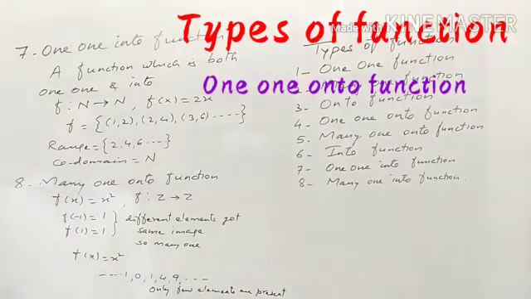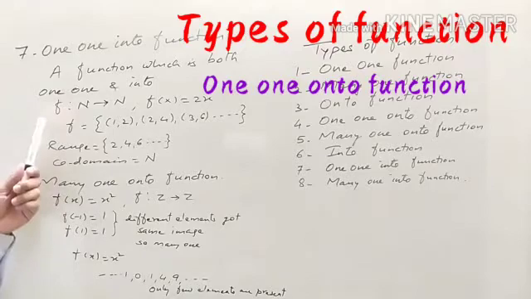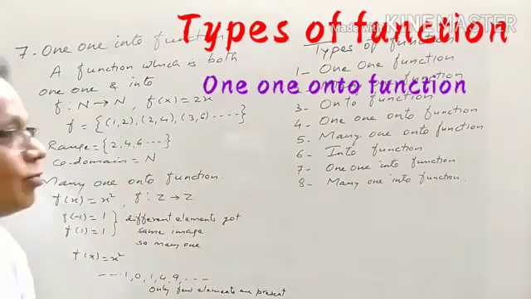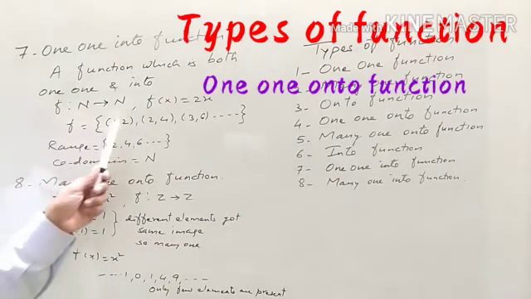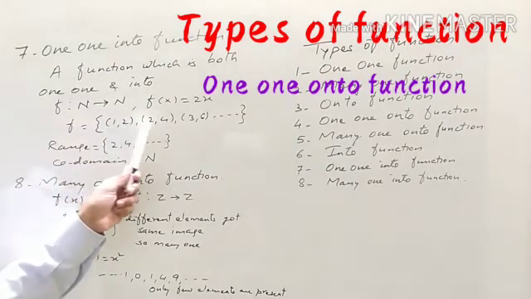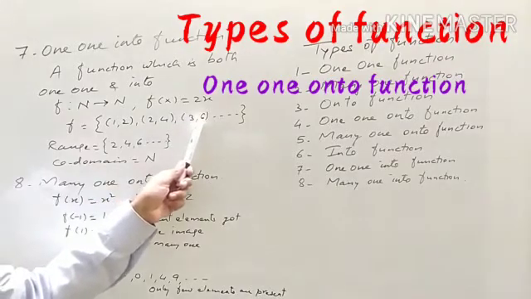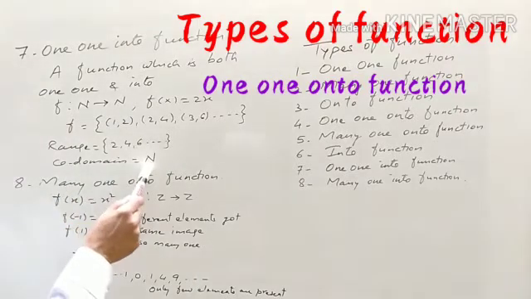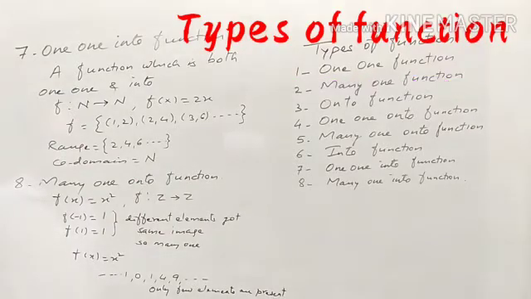The next one is one-one into function, a function which is both one-one and into. For example, f such that N to N, f(x) is equal to 2x. We see that f(1) is 2, then 4, then 3 gives 6 and so on. So the range will be 2, 4, 6 and so on, and the codomain is N, the natural numbers. So this is a one-one into function.